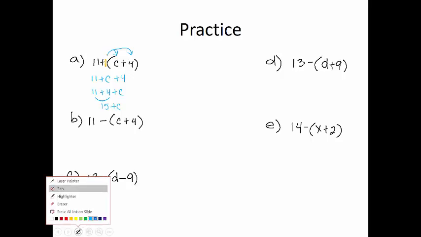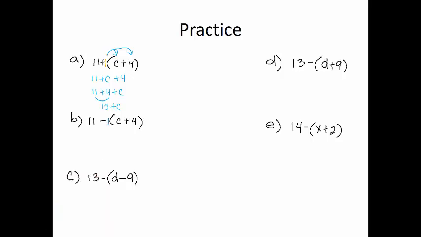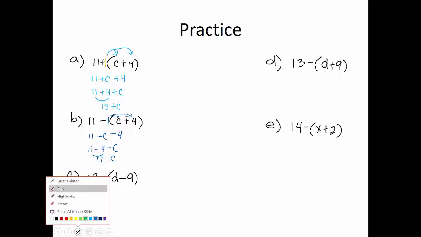All right, for the next one, let's put a 1 in here. So we have 11, and then negative 1 times c is negative c. So it's going to be negative c. And now negative 1 times 4 is negative 4. Let's rewrite this, putting our like terms together. Okay, 11 take away 4 is 7, so we have 7 take away c.